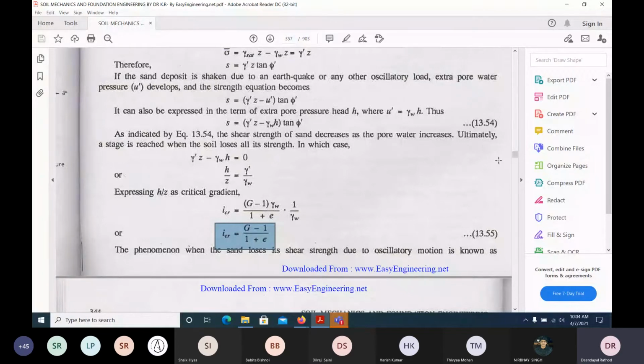That means we have three tests: the UU test, CU test, and CD test. That is the consolidated drained test, the consolidated undrained test, and the unconsolidated undrained test. By using these we can measure the pore water pressure also. One more test is the unconfined compression test. There sigma 3 becomes 0, and directly you will get the cohesion value.